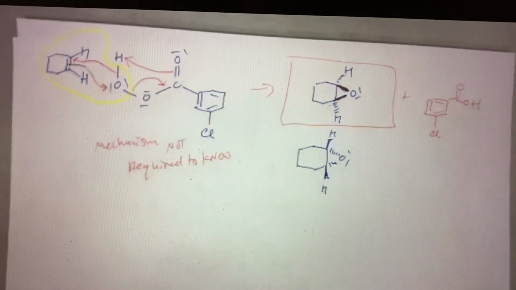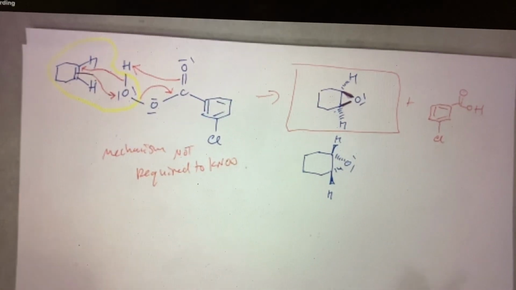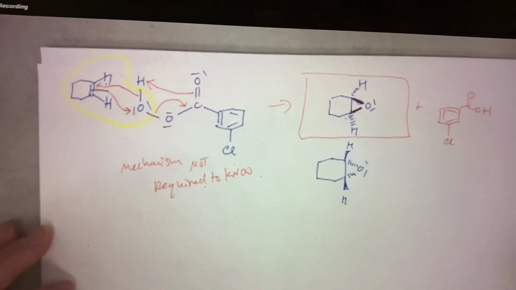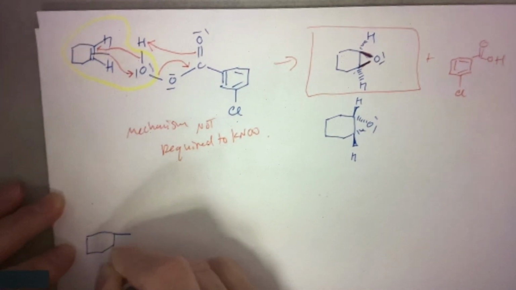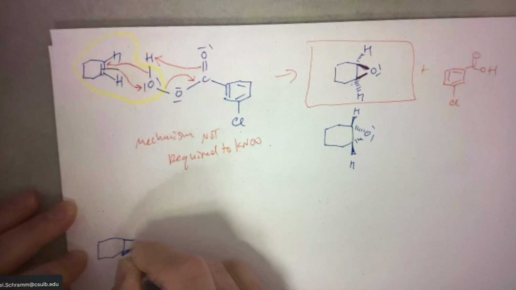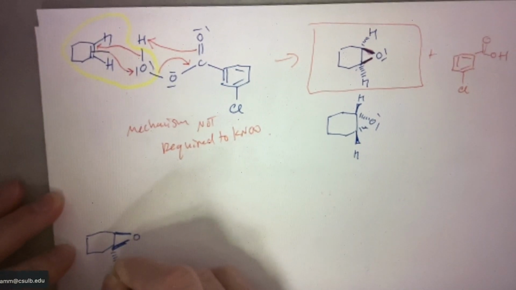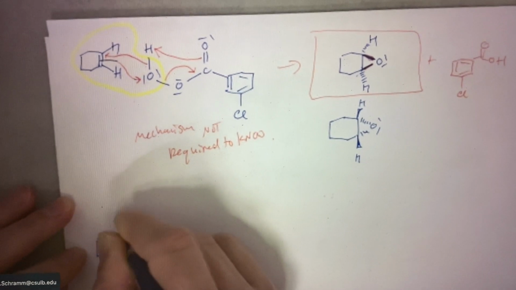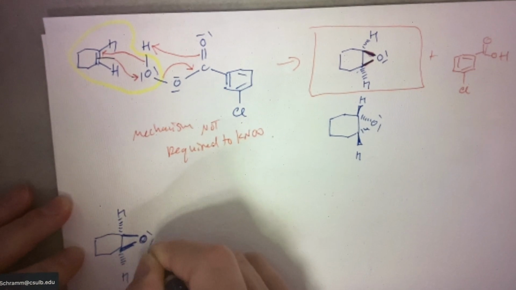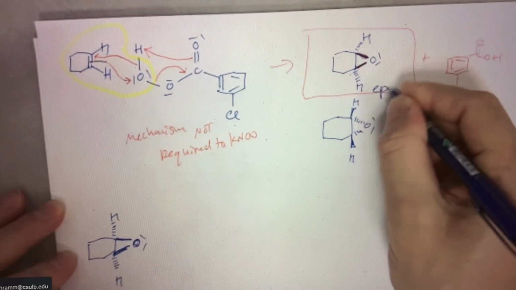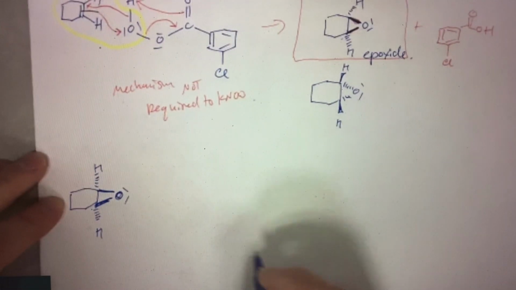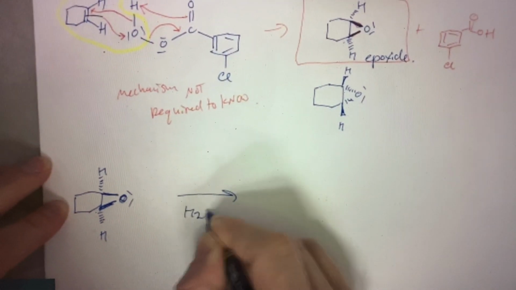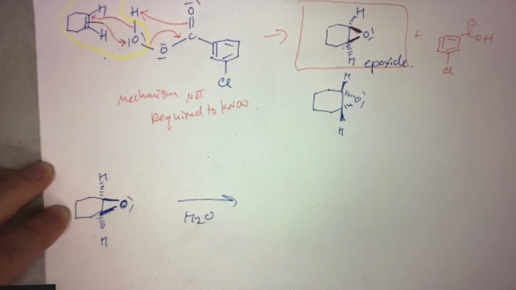So this is called oxidation or epoxidation. The second step we're going to do is called hydrolysis. It's a second distinct step. So we're going to redraw our epoxide. This compound is called an epoxide. This compound is quite stable. If we put it in water, nothing happens.